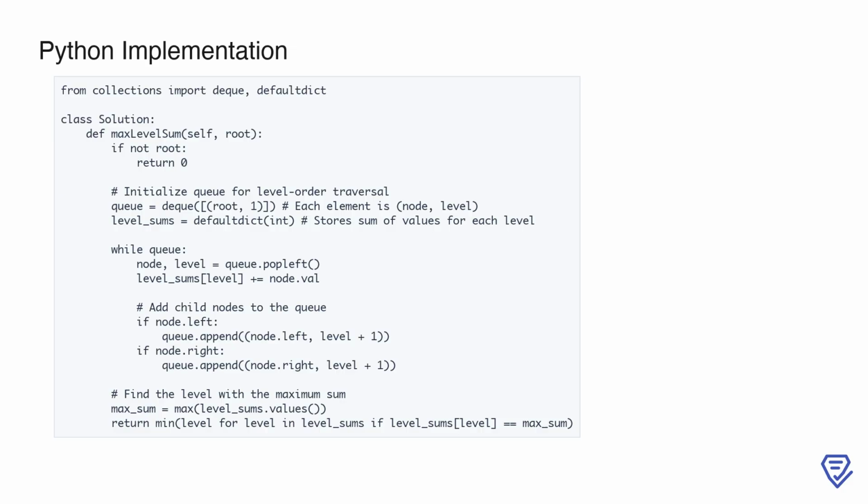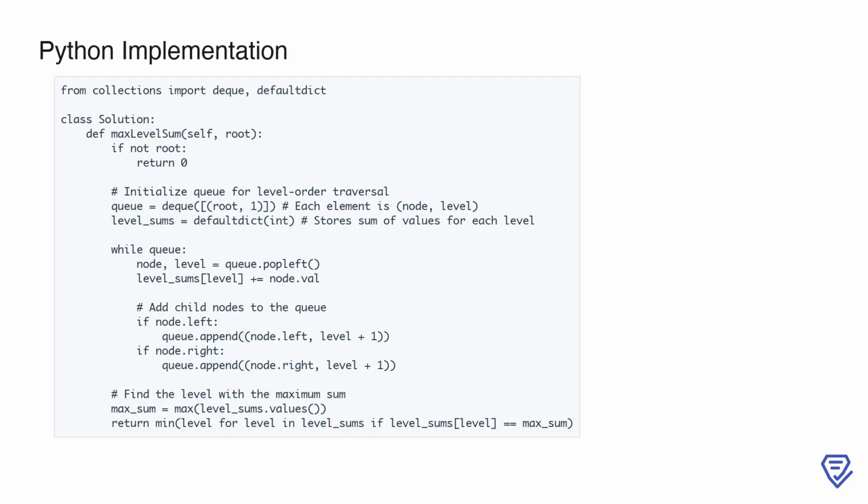4. Finding the maximum level sum: after the traversal, the code calculates the maximum sum across all levels using max of level_sums.values. It then identifies the smallest level that achieves this maximum sum using a generator expression with min.